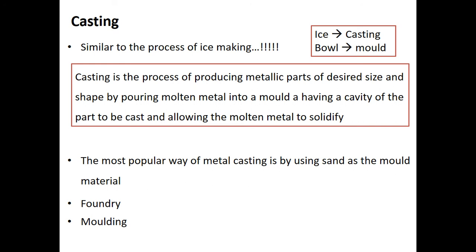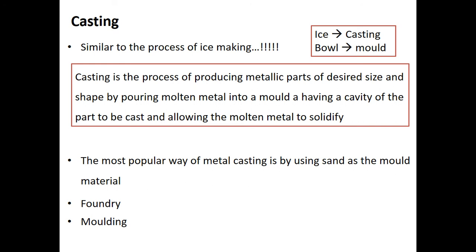The most popular way of metal casting is by using sand as the mold material. That is called the sand molding process, and the casting is called the sand casting technique. The metal casting process is also known as foundry, and this industry, the metal casting industry, also has the name foundry.